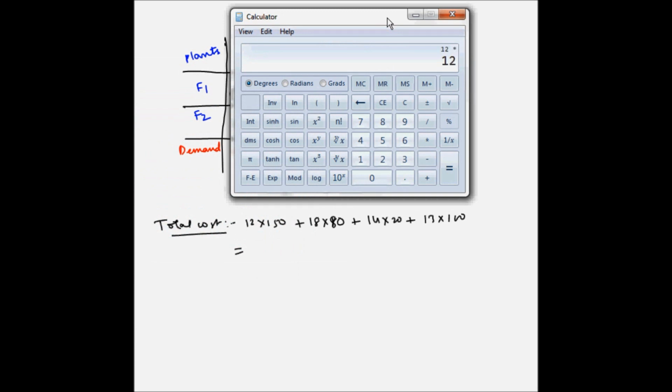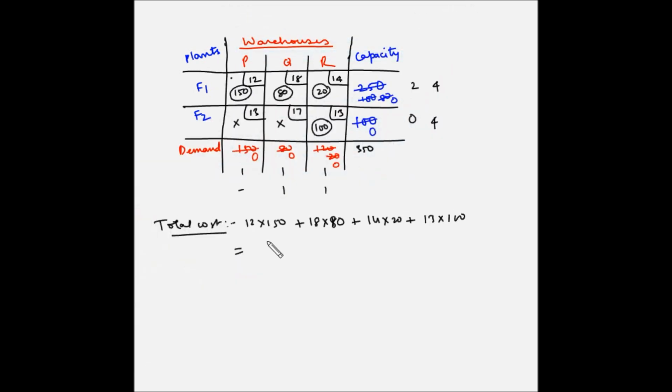So 12 multiplied by 150 plus 18 multiplied by 80 plus 14 multiplied by 20 plus 13 multiplied by 100, 4820. So 4820 rupees is the total cost of transportation that we have achieved after the basic initial feasible solution.